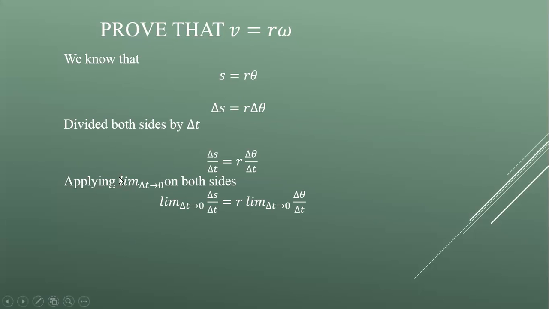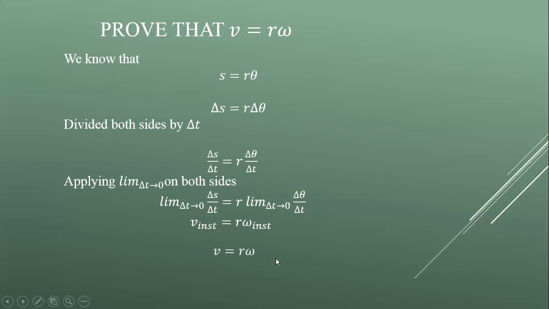And we know that this is the rate of change of linear displacement. And this is the rate of change of angular displacement. And both can be replaced with v and omega respectively. आप इसकी जगह पर instantaneous linear velocity put कर सकते हैं, and this one can be replaced with omega instantaneous.